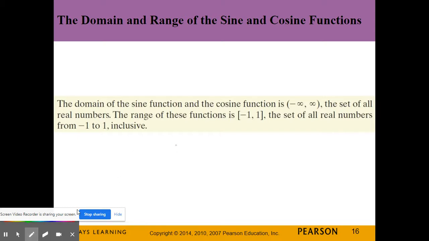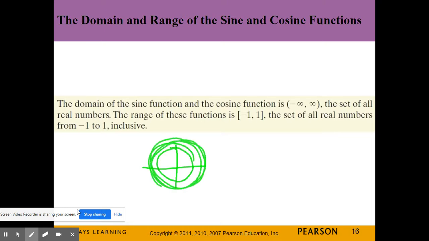And the reason for that is, when you think about what we were talking about last lesson, you can go around this circle as many times as you want. And that's what we're talking about with the domain. You can go the other direction as many times as you want. You can go in the negative direction as many times as you want around that circle. You're always going to land somewhere on the circle, no matter how many times you go around, right?